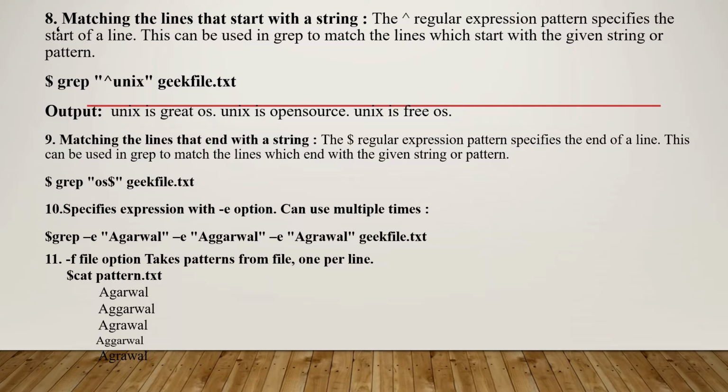Next one: matching the lines that end with a string. For this, the dollar regular expression pattern specifies the end of a line. This can be used in grep to match the lines which end with a given string or pattern. For example, $ grep "os$" geekfile.txt, with the dollar inside double quotes.